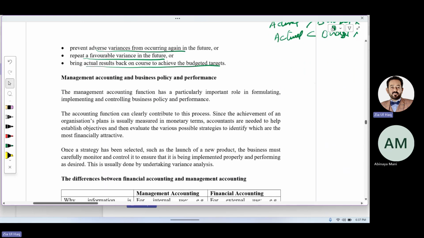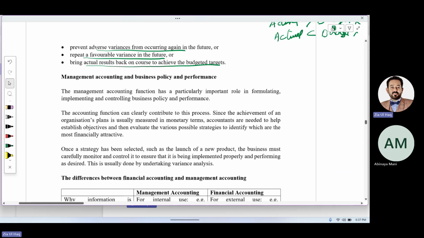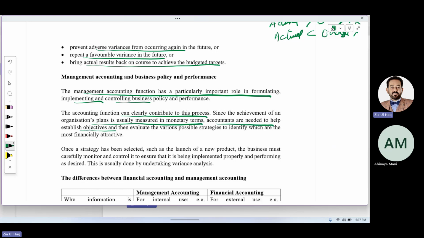So management accounting and business policy and performance. The management accounting function has a particularly important role in formulating, implementing, controlling business policies and performance. I mean, they are important. The accounting function can clearly contribute to this process. Obviously, management accounts are prepared on financial accounting basis. Since the achievement of an organization's plan is usually measured in monetary terms, accountants are needed to help establish objectives and then evaluate various possible strategies.